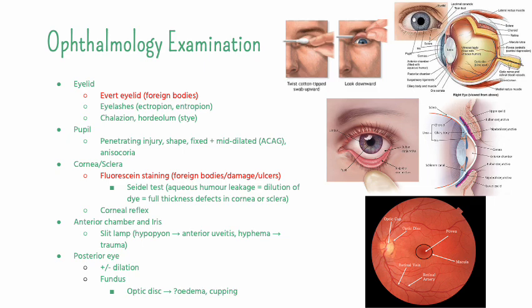So focusing on the external components of the eye first, you should examine the eyelid, including everting the eyelid for trauma and foreign bodies. This is excluding penetrating eye injuries. So whenever there is a penetrating eye injury, never evert the eyes.